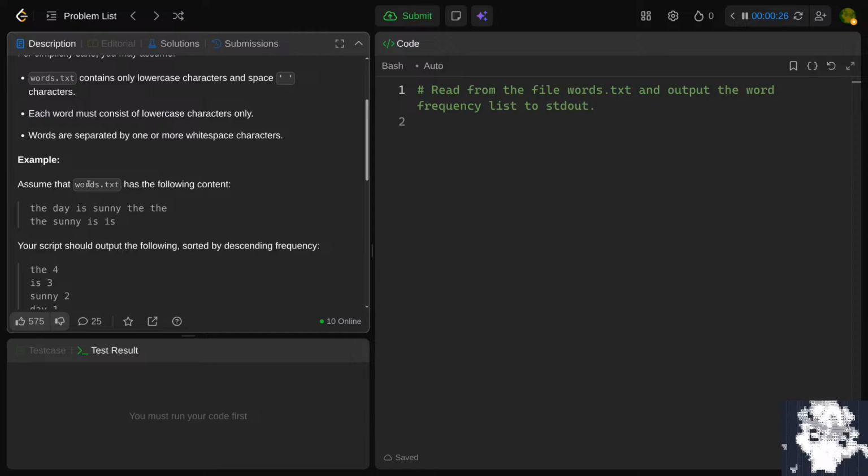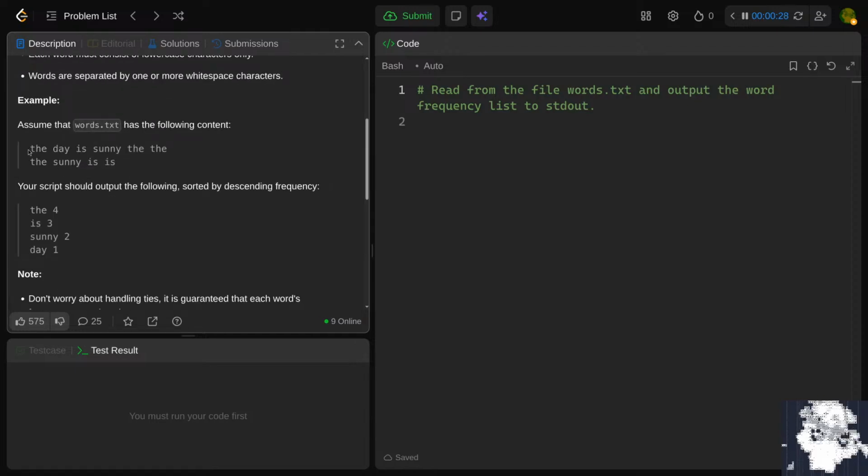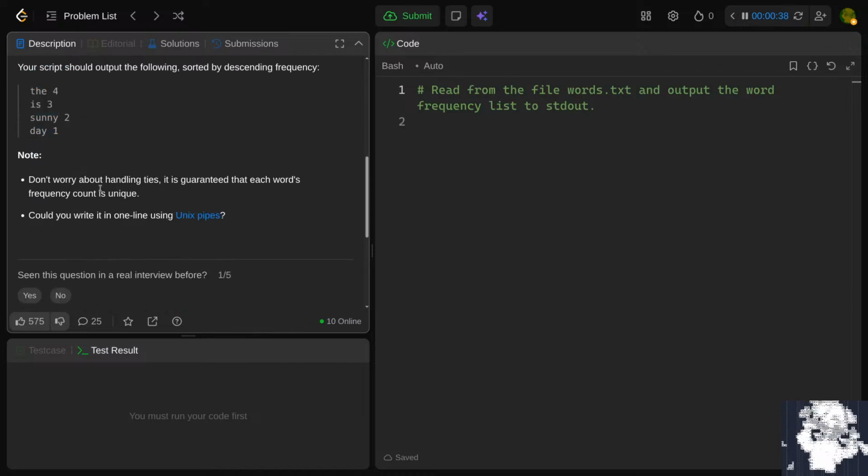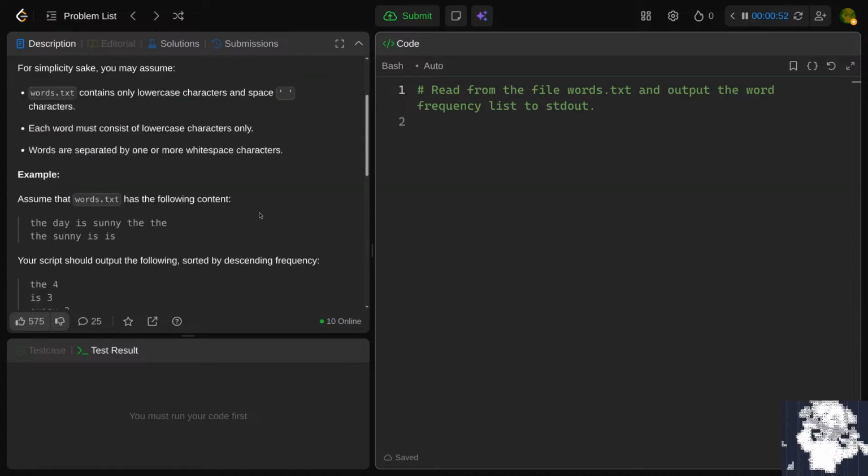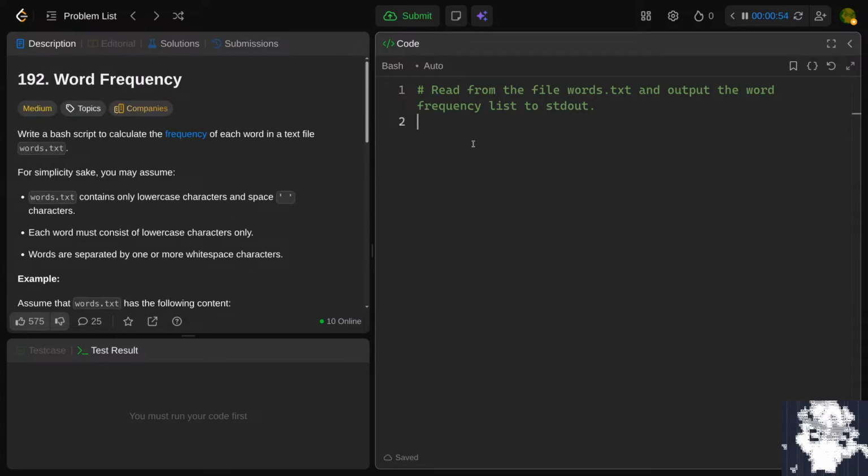Example, assume that words.txt has the following content: the day is sunny the the sunny is. Your script should output the following, sorted by descending frequency: the is sunny day. Note, don't worry about handling ties. It is guaranteed that each word's frequency count is unique. Could you write it in 1 line? Oh, using bash. This is a new kind of problem. Okay.